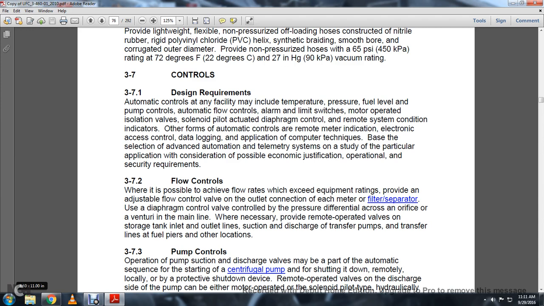Operational security requirements. 372 Flow controls. When possible to achieve flow rates which exceed the equipment ratings, provide an adjustable flow control valve on the outlet connection of each meter filter separator.